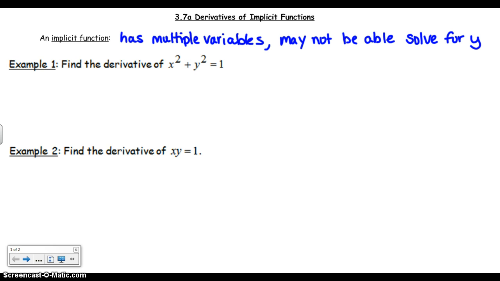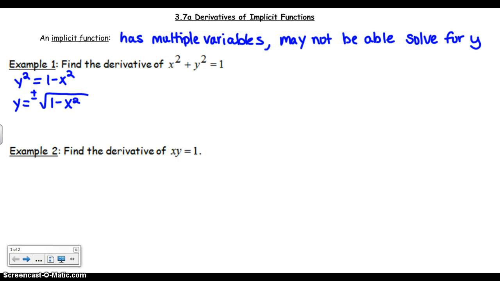So example 1, find the derivative of x squared plus y squared equals 1. I hope that you recognize this. This is the equation of a circle with a radius of 1 centered at the origin. All circles are implicit functions. If we tried to solve for y, we would have to subtract the x squared over, and then we'd have to square root. So when you square root, you have to add a plus minus in the front. So a circle is not actually defined by one explicit equation. It actually takes two equations.